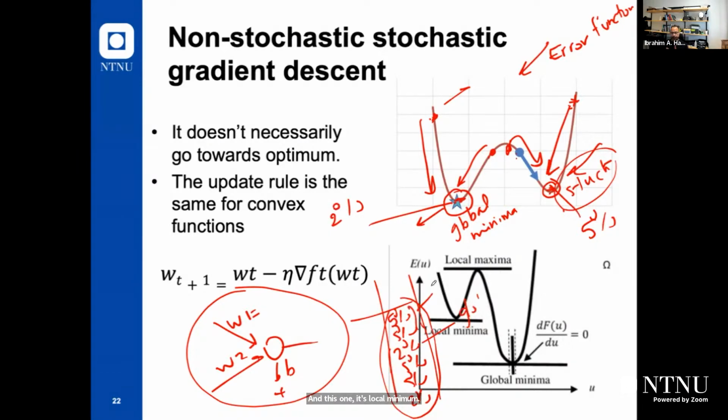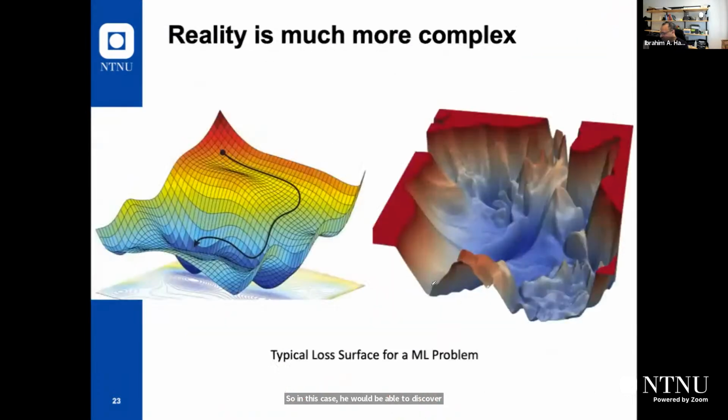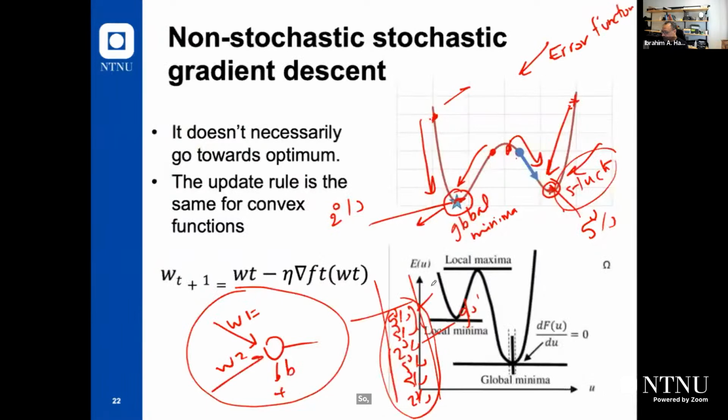So you will discover it if you train your model several times, and each time you need to start from different initial sets, different initial values. So in this case, you will be able to discover it. So this is a simple function.